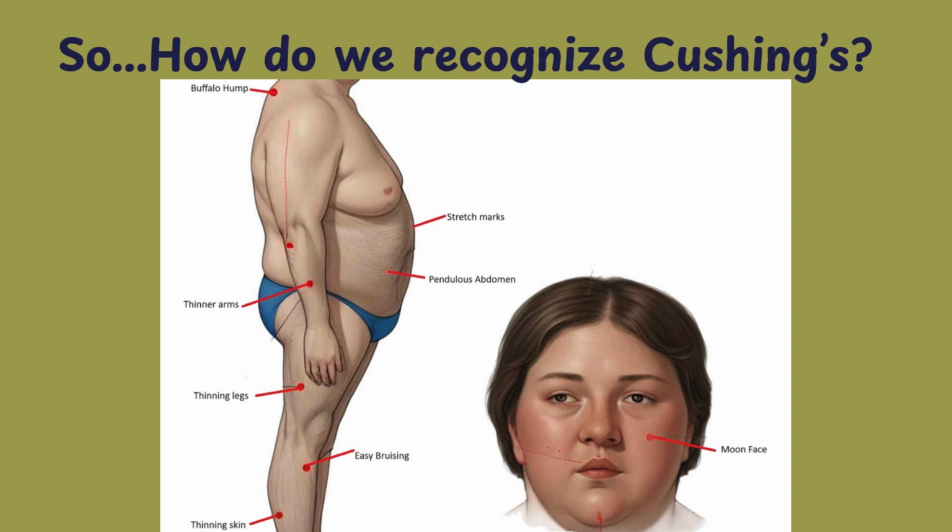So now that we know what normal is and what the abnormal conditions are that can cause this, what does cortisol overload look like in a patient? If you have a patient that comes in, how are you going to recognize them? Let's review a little bit of the physiological and physical changes that a patient may have.